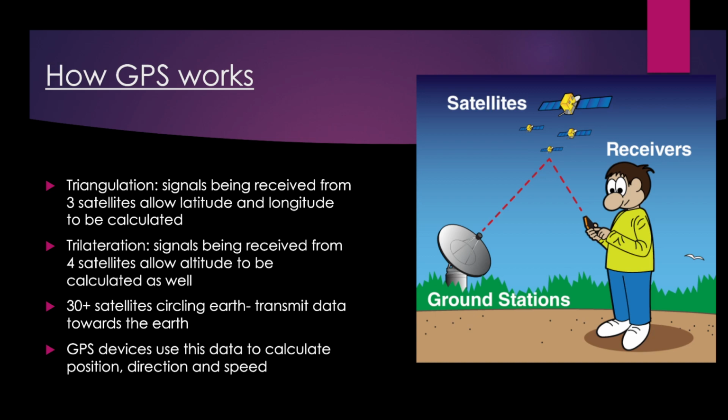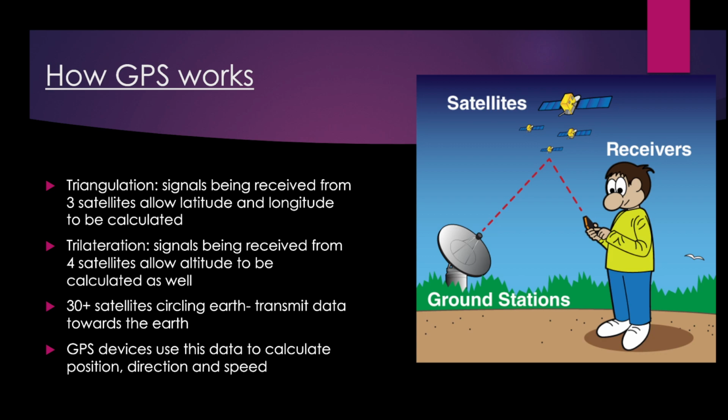GPS makes use of a process called triangulation. When a GPS device can receive signals from at least 3 satellites at once, the device can calculate its position in 2 dimensions, latitude and longitude. This is triangulation. If a GPS device can receive signals from 4 satellites, it can calculate its position vertically, or its altitude. This process is trilateration.